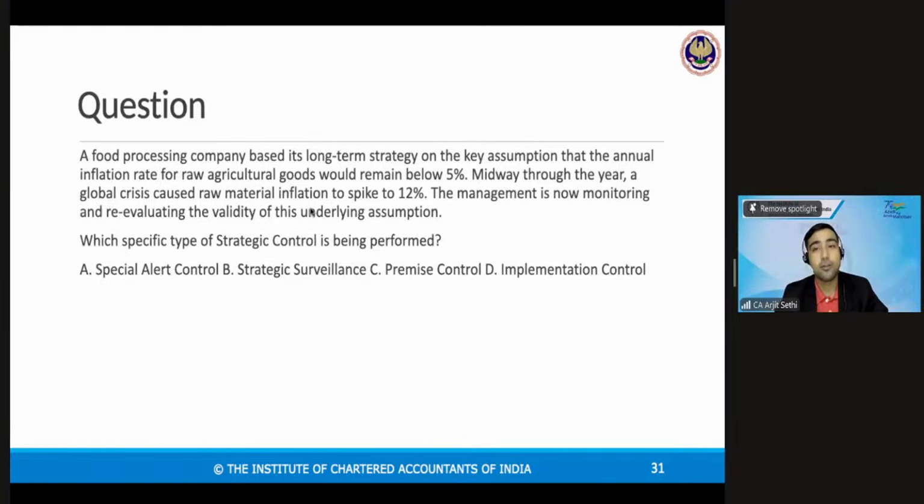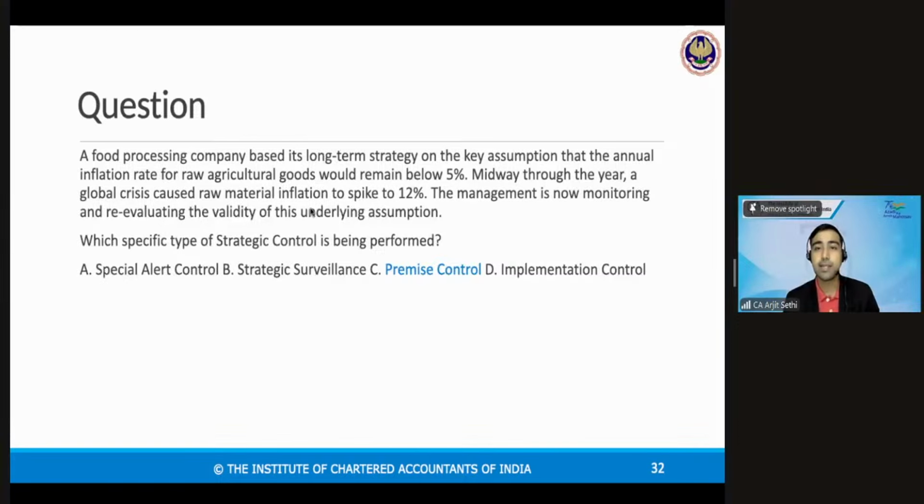Which type of strategic control is being performed? Okay, I've got an answer. It says special alert control. Okay, let's see. Kavya says special alert. Abhishek says special alert. What about others? What do others think about this control? Premise control. Why?